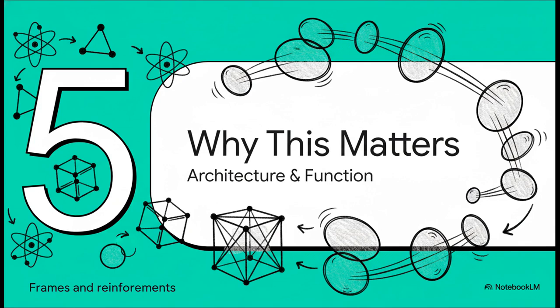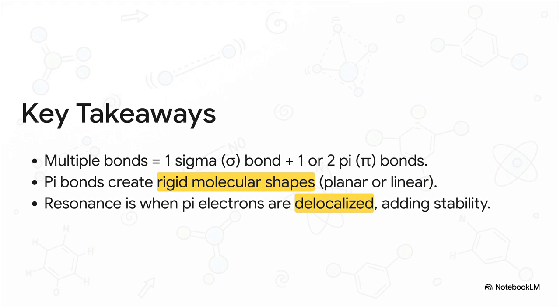So wow, we've gone from looking at simple lines on a page to this whole dynamic 3D architecture of frames, reinforcements, and these weird delocalized clouds. But why is understanding all this so important? Let's just boil it down to the absolute must-knows. First, all multiple bonds are just a simple combo, one sigma bond frame plus 1 or 2 pi bond reinforcements. Second, it's those pi bonds that are the key to molecular shape, locking them into rigid, flat, or linear structures. And finally, sometimes, like in the case of resonance, those pi electrons can get spread out over the whole molecule, which we call delocalization, and this creates some seriously stable molecules.